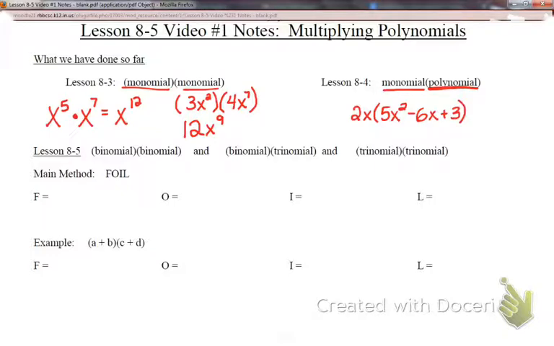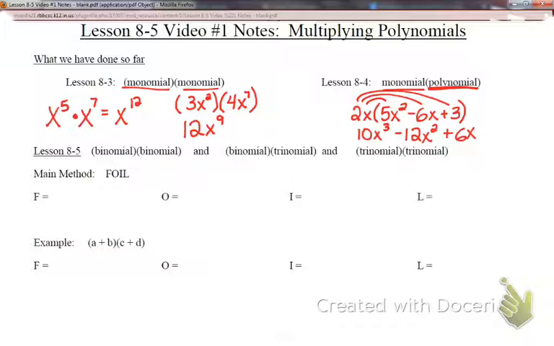And so when you distribute that 2x to each item inside of the parentheses, that was lesson 8.4. So you would get 10x to the 3rd minus 12x squared plus 6x. So that is an example of lesson 8.4.